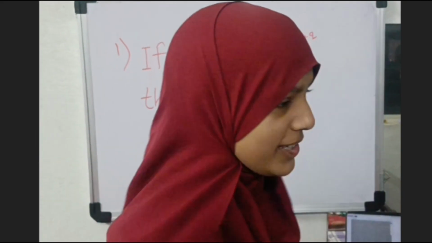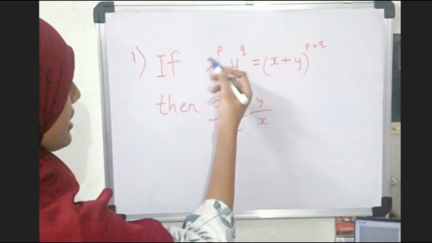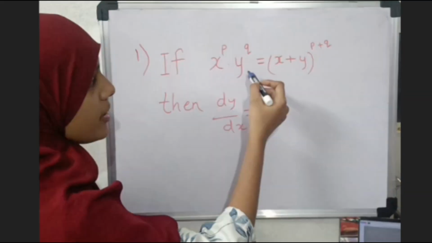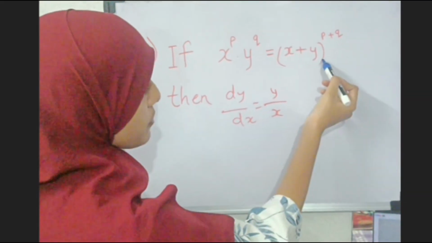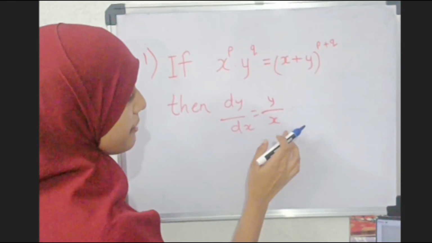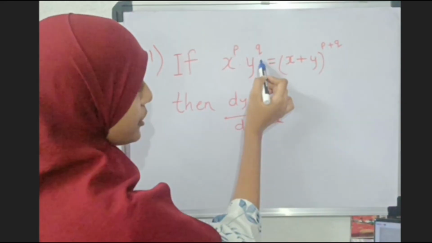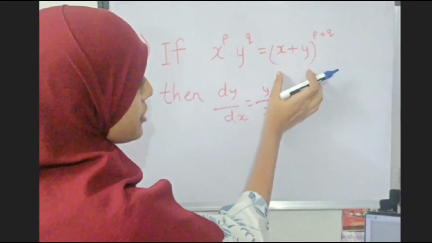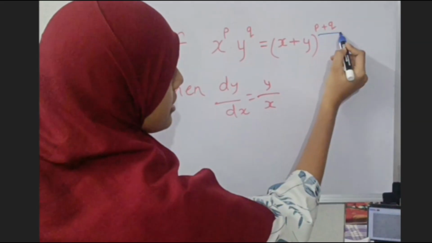Towards our next short trick. Here if we have x raised to the power p into y to the power q is equal to (x plus y) raised to p plus q, then dy by dx will be directly y by x. Remember, this p and q are the powers. Here is the addition of the variables and here is the addition of powers.